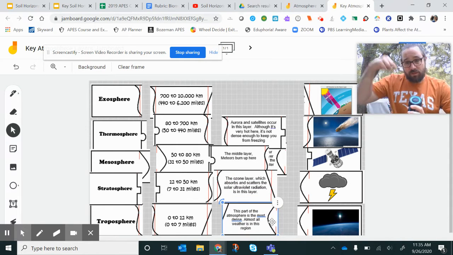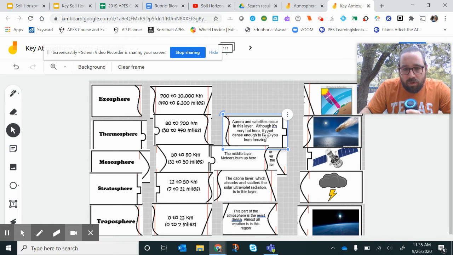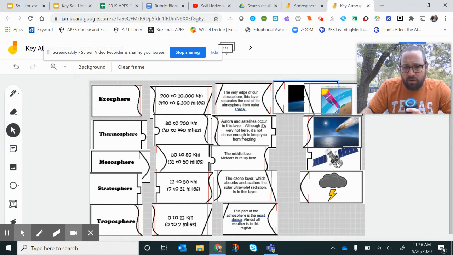The troposphere, that's our layer. That's what we are. You've never left the troposphere. Even if you're up in a plane, some books say this is true, but it's not. Even in a plane, you're still down in the troposphere. You've never left the troposphere. Someday maybe. The aurora borealis happens in the thermosphere. Okay, good to know. And then the very edge of our atmosphere, out towards space. Let's go ahead and put the space guy right here.